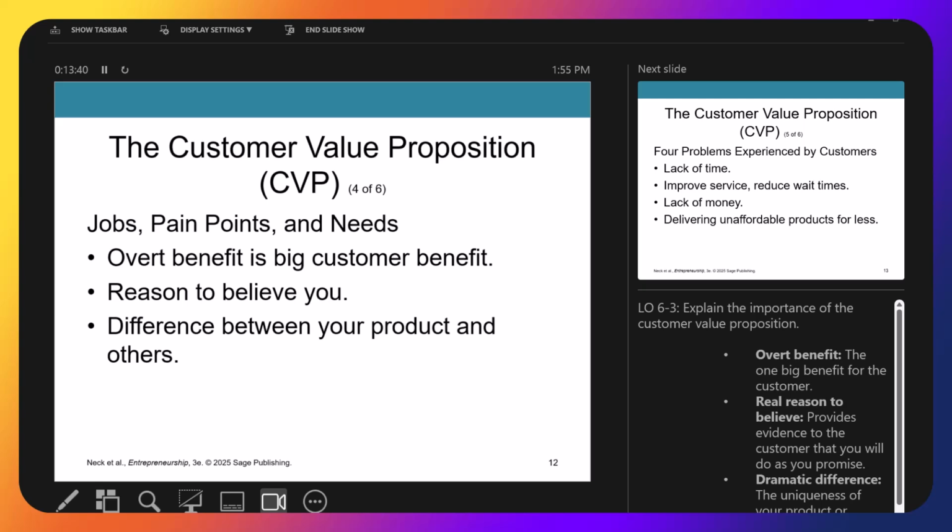This is real. It provides evidence to customers that you will do as you promise. That's your over benefit, that you will do as you promise, and they need a reason to believe you. The difference between your product and others. So if you have a product, let me explain to you why product A over here and my product B, here's the difference between the products, and here's why mine is better.